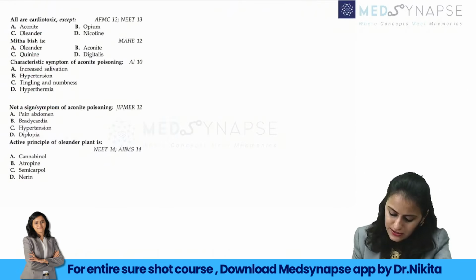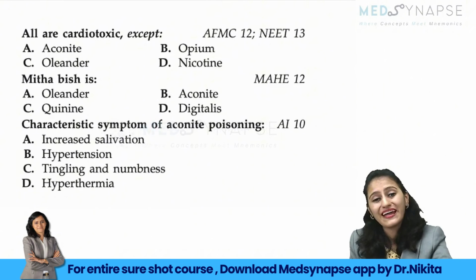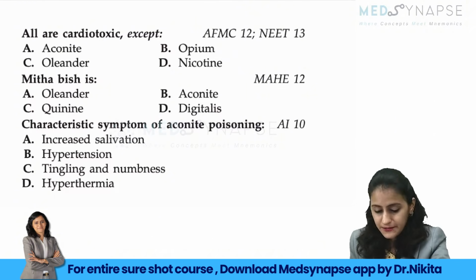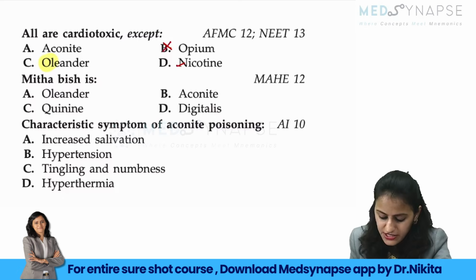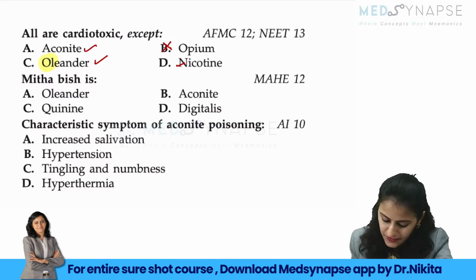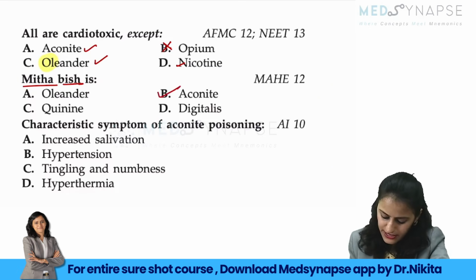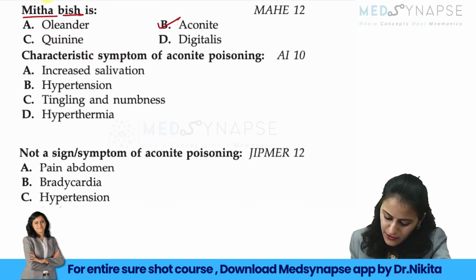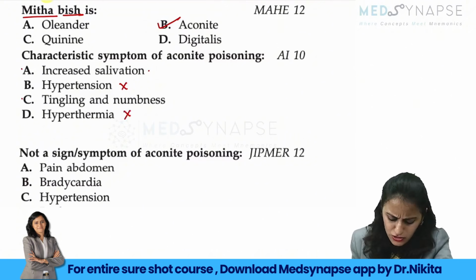Coming to the next one, let's solve some questions. All are cardiotoxic except, so remember aconite directly affects the heart. So in the O, it was oleander, not opium. Nicotine, aconite, oleander are cardiotoxic. Opium acts on the brain. Meetha vish, meetha zehar is the name for aconite. Characteristic symptom of aconite poisoning: you see increased salivation, there is hypotension, tingling, numbness, there is hypothermia. So both of these are present.